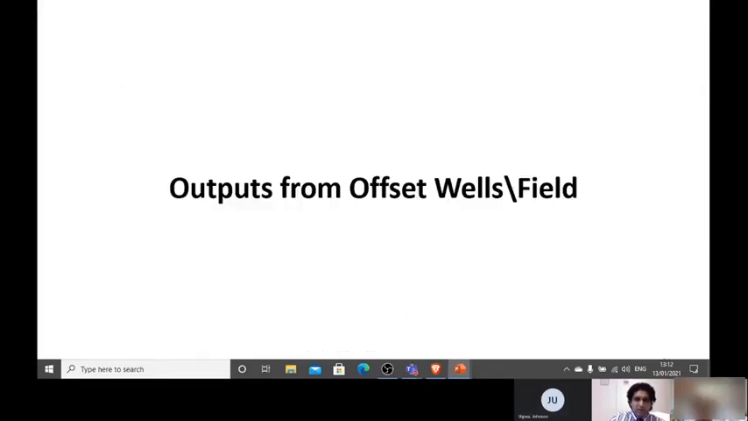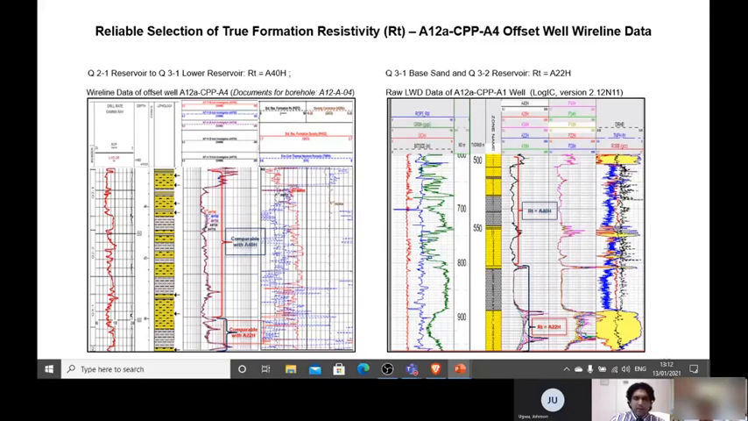Outputs from offset well. LWD attenuation 40 inches, 2 megahertz resistivity is comparable with offset well's wireline data from Q21 to Q31 lower sand sequence, whereas the 22 inches, 2 megahertz resistivity is comparable with wireline data of offset well from Q31 base sand and Q32 reservoir, as we could see in the figure.